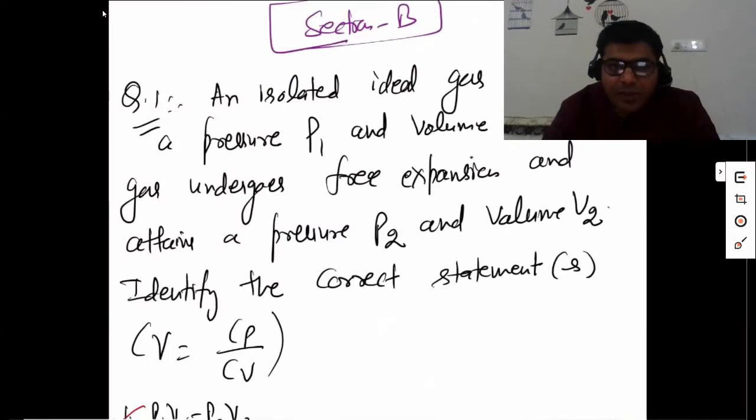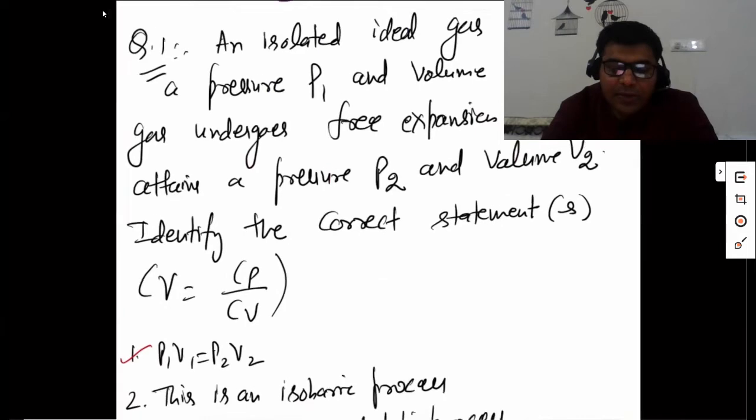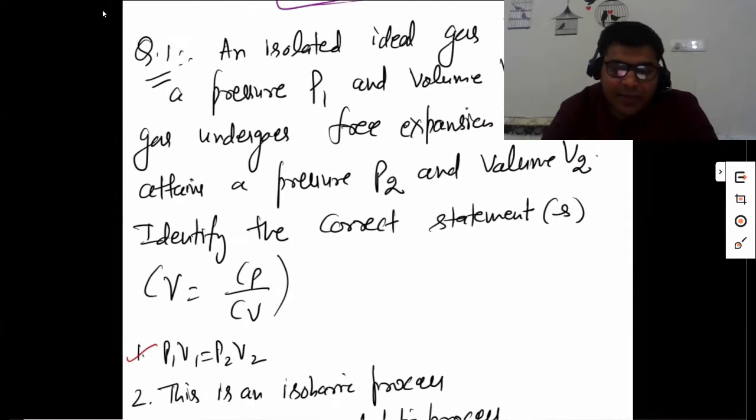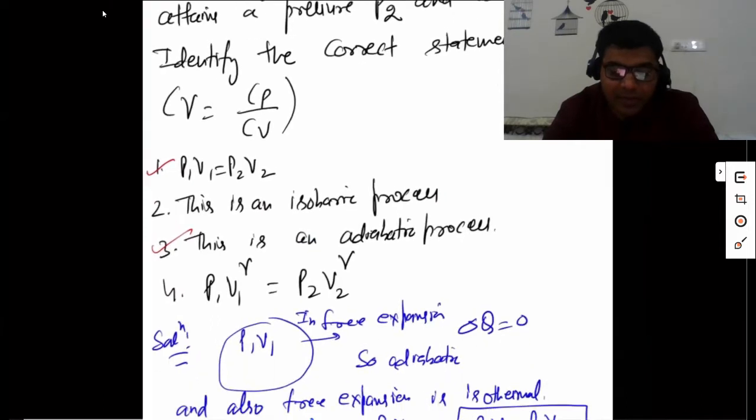When we come to section B of the exam, the question was asked like this: an isolated ideal gas is kept at a pressure P1 and volume V1. Okay, so it was an isolated ideal gas, kept at a pressure P1 and volume V1. The gas undergoes free expansion and attains pressure P2 and volume V2. Identify the correct statements, where gamma is Cp by Cv.